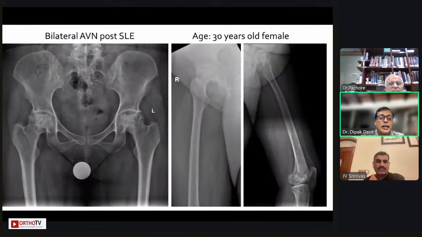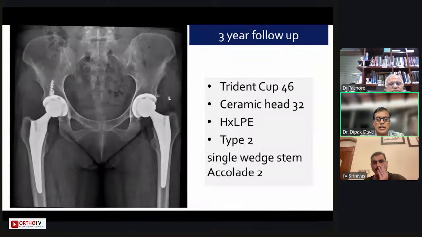Now this is a bilateral avascular necrosis post SLE. She is only 30 years old. Again, DOR type B canal, and acetabulum-wise, it is avascular necrosis with secondary arthritis. Here I have used a Trident cup 46. So what is the advantage of using a Trident cup? If we use a 46 cup, we can use a 32 head and a highly cross-linked poly, with a type 2 single wedge stem like the Accolade 2 stem. So this is the best combination, an ideal bearing, highly cross-linked poly with a ceramic head, with an uncemented stem and an uncemented cup. This patient is doing well, 3 years follow-up.